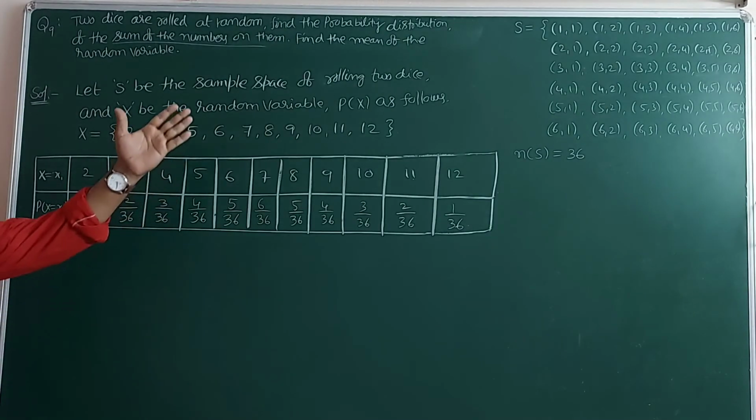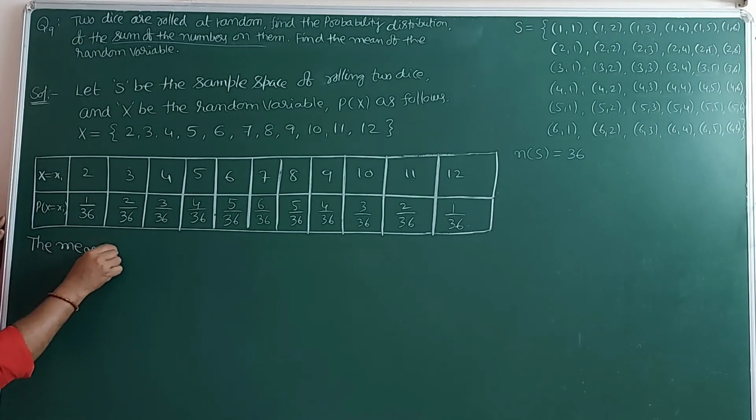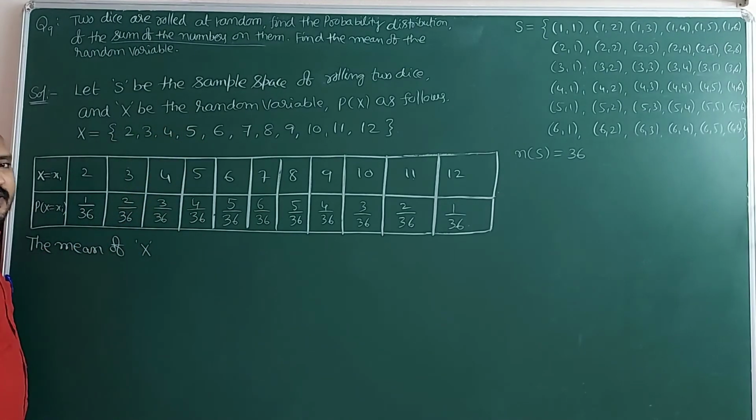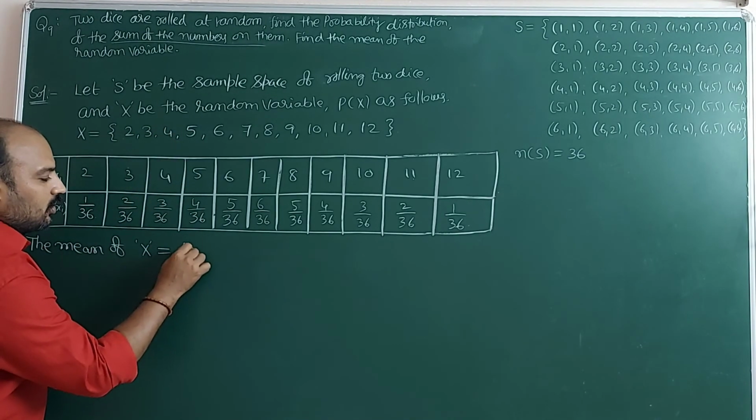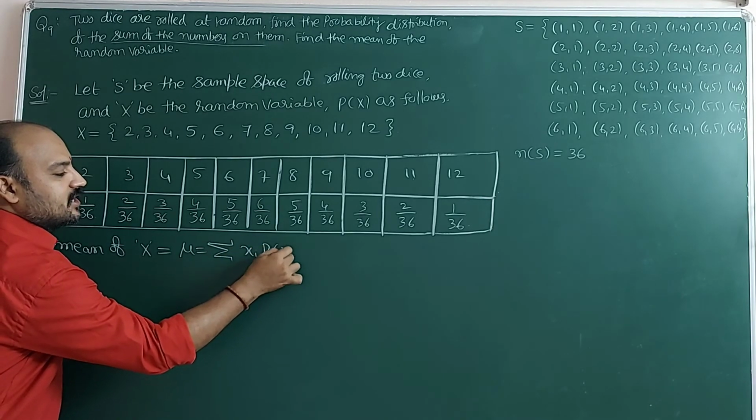After that, we need to know how to calculate the mean of the random variable. The mean of x, random variable denoted by x: mu equals sigma xi into P of x equal to xi.